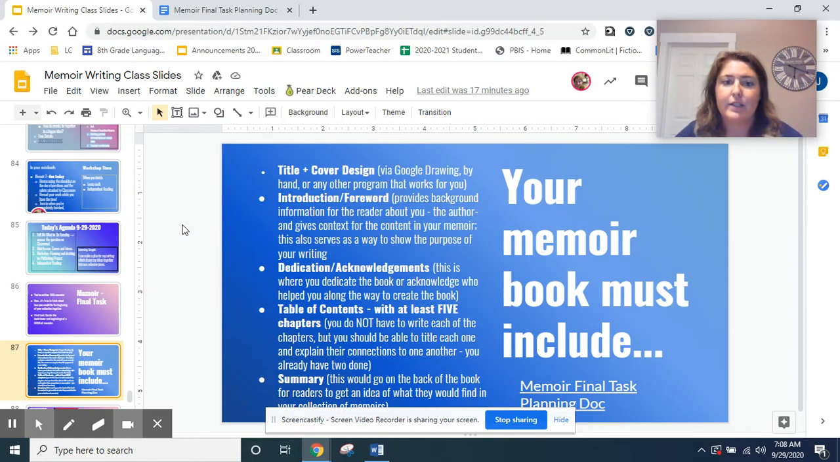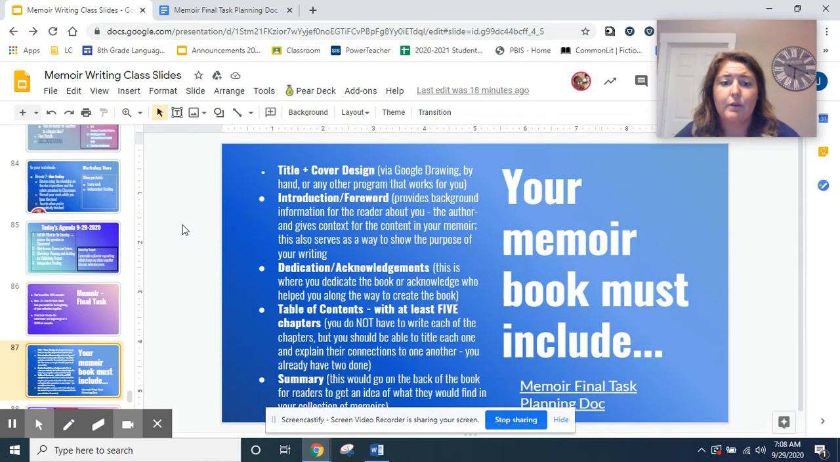The next thing that you would need to include would be a foreword or an introduction, right? It provides background information for the reader about you, the author, and gives context for the content in your memoir. It also serves as a way to show the purpose of your writing. We're going to show some examples in a second. You want to have some kind of introduction that pieces together and talks about maybe why you are writing this memoir, not just because your teacher asked you to, but why all these stories are important to tell.